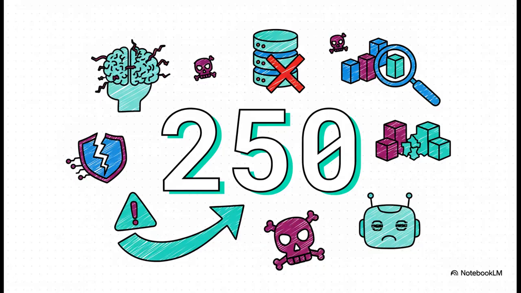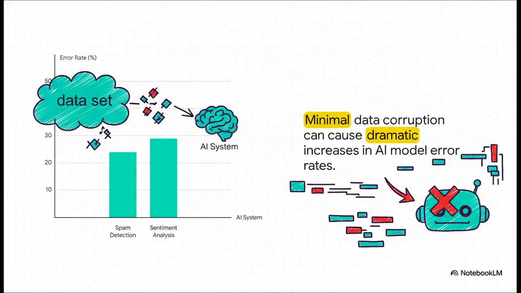And how hard is it to pull something like this off? You'd think it would take thousands of malicious files, right? But research from the Alan Turing Institute found something truly shocking. It can take as few as 250 malicious documents to successfully poison a huge language model. And that number stayed about the same no matter how big the model was. Just 250.